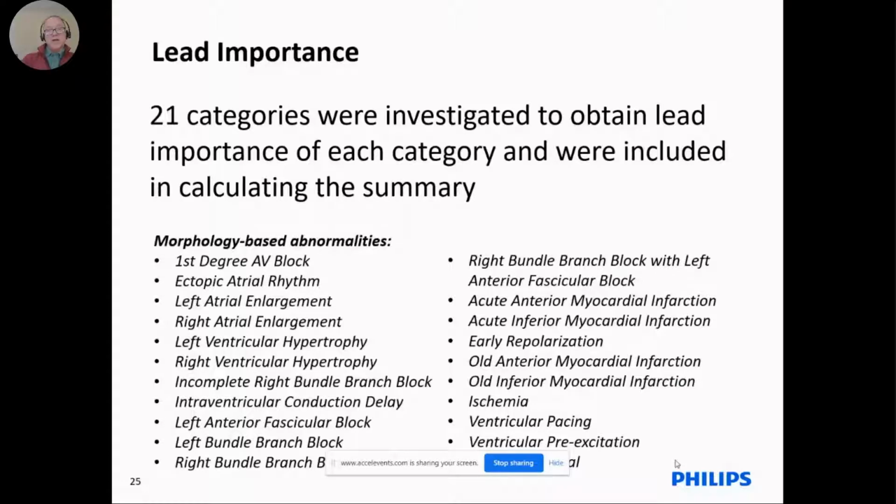In this study, we're looking at morphology-based abnormalities, and the list of abnormalities is shown here. And again, we're looking at the average beat, so we can only look at morphology abnormalities. We can't look at rhythm.